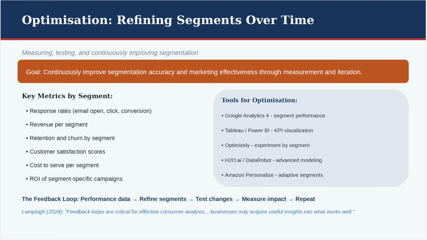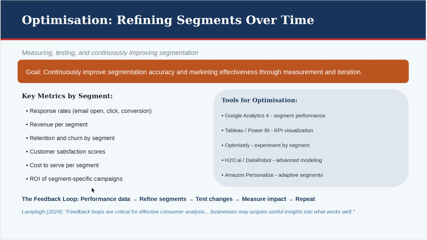Third one is optimization. So segments are not just set and forget. Markets change, customers change, your segments need to change too. So key metrics are response rates, revenue per segment, retention and churn, segment satisfaction scores, cost to serve per segment, return on investment. The idea is that the feedback loop is complete when we use the performance data, refine segments, test changes, measure impact, and then feed it back to identification.